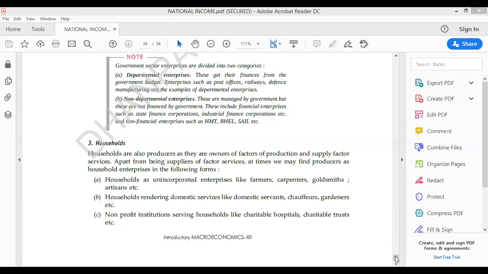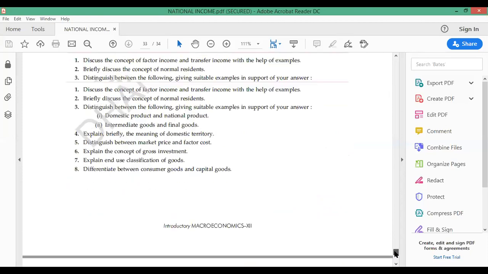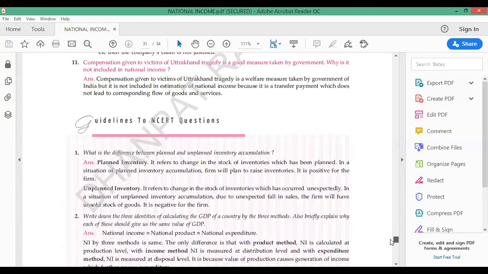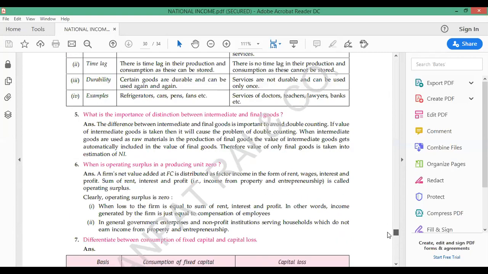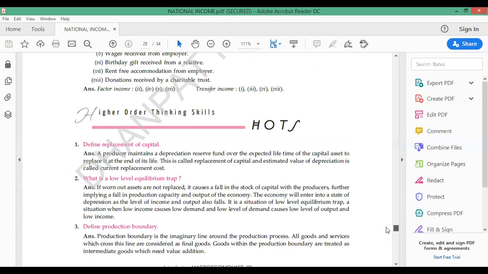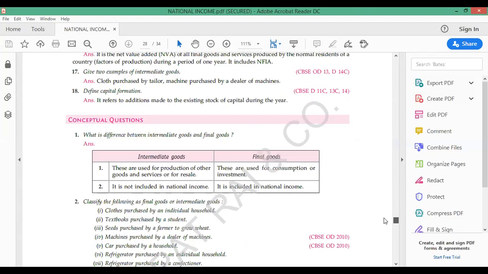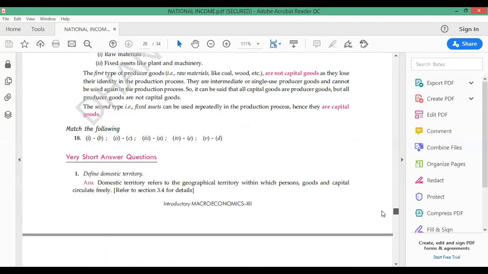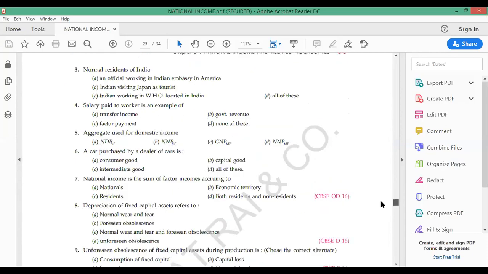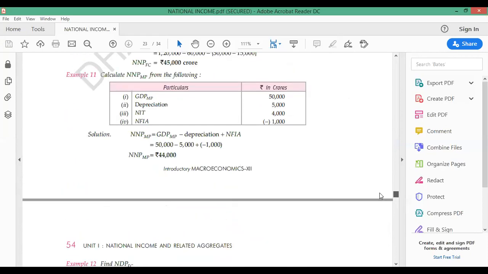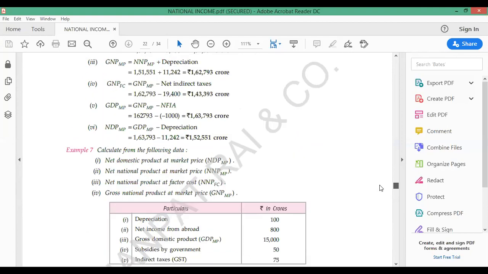The very first component is private final consumption expenditure, which is simply the expenditure of households. Households incur a lot of expenditure on purchasing various goods and services. So if I need to purchase any good or service, I need to give some amount as expenditure. The amount which I am paying is ultimately the household final consumption expenditure.